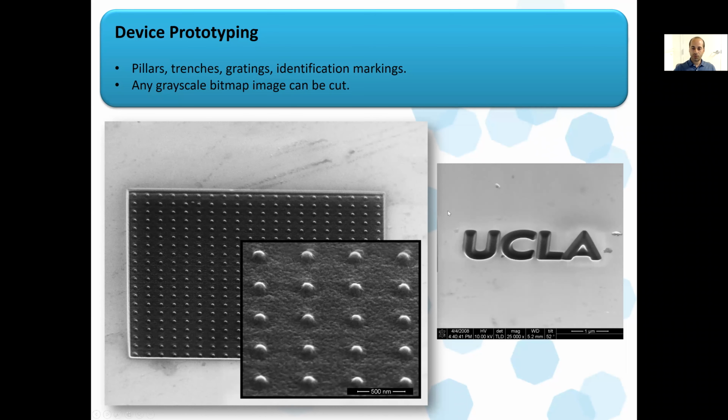On the right side, this was a bitmap image, so we can load any image you want, and we can cut it away. It's not really used that often, but obviously if you need to take some pretty pictures for a paper, it may be useful as well.